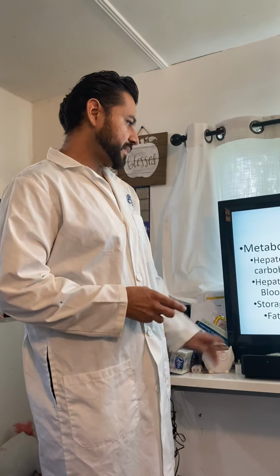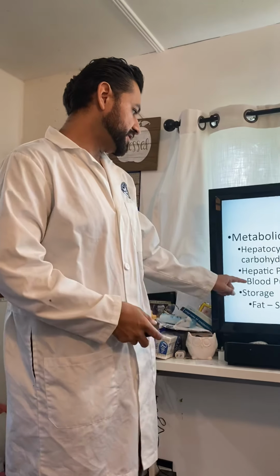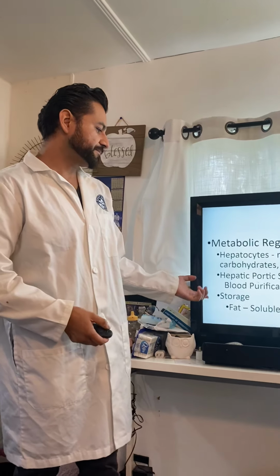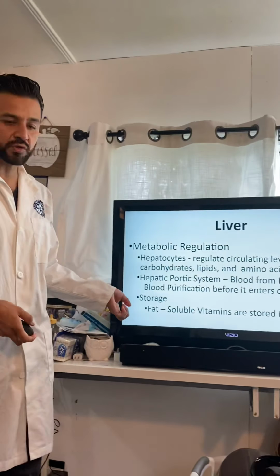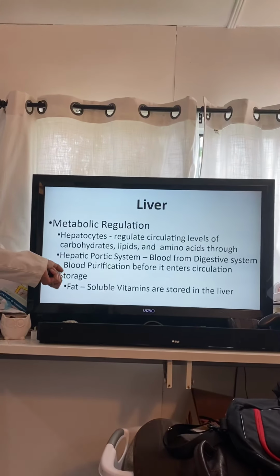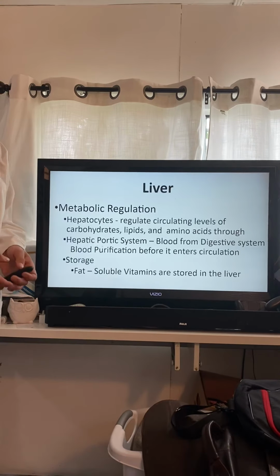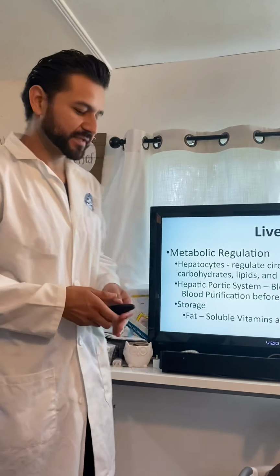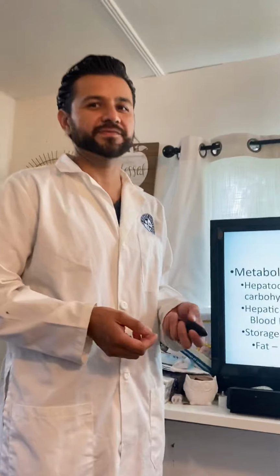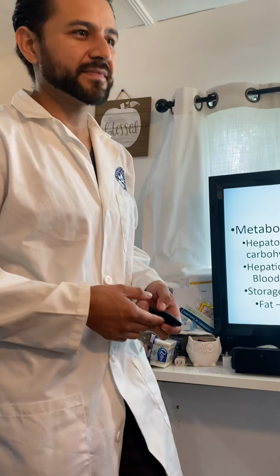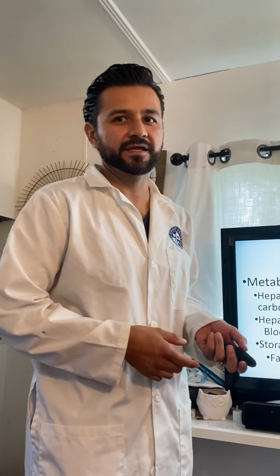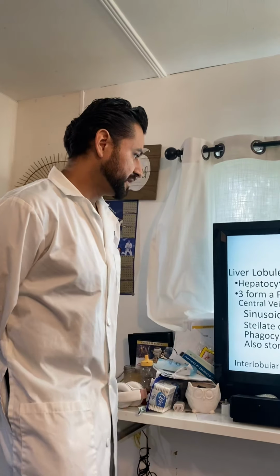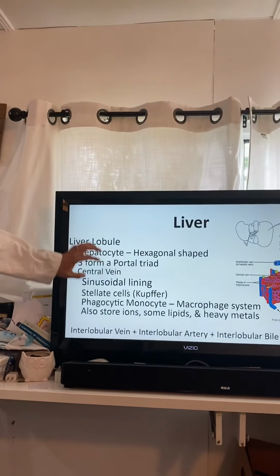Then like I had mentioned earlier, it's blood purification before it enters blood circulation, and some storage of vitamins happens in the liver, namely the fat soluble vitamins. I remember it as IKEA with a D, so we replace the I with a D, so it's DKEA would be the fat soluble vitamins. So this is what a hepatocyte would look like.